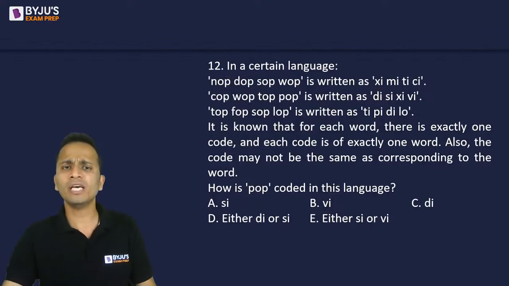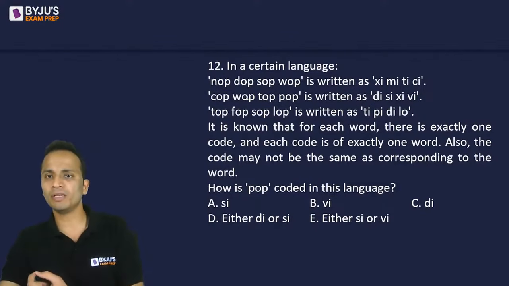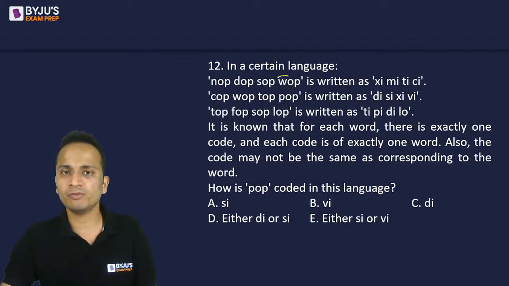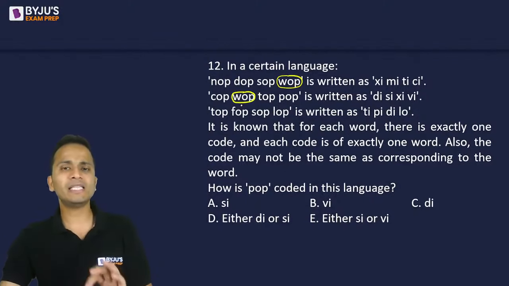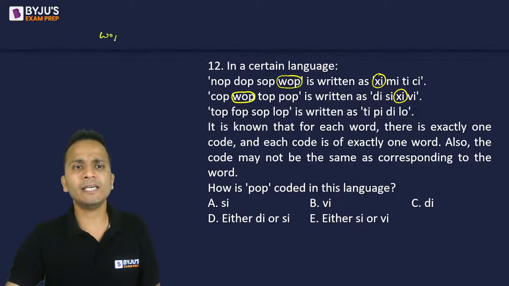So what we have to do is find out the common words and the common codes by comparing two statements. If I compare the first and second statement, WOP is common. Only this part is common. So WOP, and in the other place we will see what the common code is. XI. So WOP, I can say, is coded as XI.